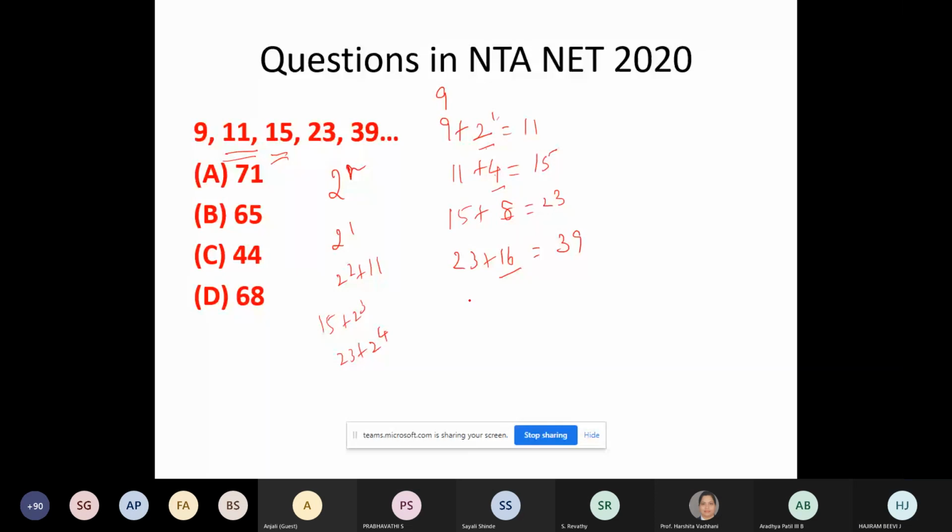Which means the next element is 39 plus 2 power 5. So 39 plus 2 power 5, which is 32, is 71. So the right answer is 71.